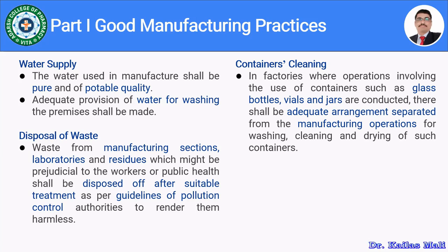Let us see the container cleaning. There should be a particular space given to the cleaning of the containers. So in factories where operations involving the use of containers such as glass bottles, vials, jars are conducted, there shall be adequate arrangement, separated from the manufacturing operations, for washing, cleaning, and drying of such containers. If we are using the containers and closures for the filling of the finished product, it should be cleaned before filling. It should be dried after cleaning, isn't it? So there should be a separate area assigned for the cleaning of the containers. And also after cleaning, it should be dried suitably. So this is about the container cleaning.